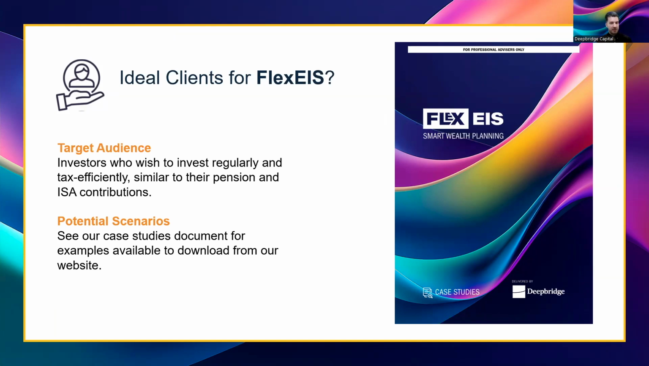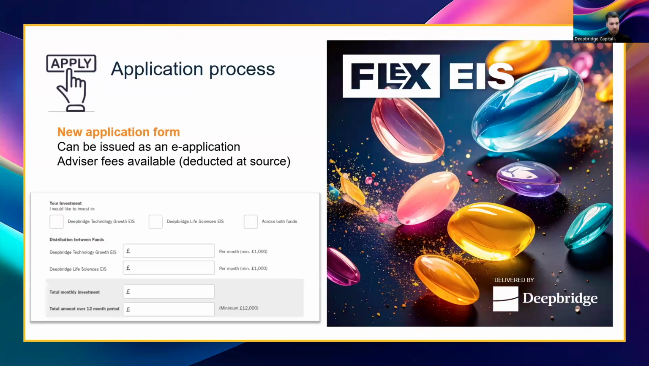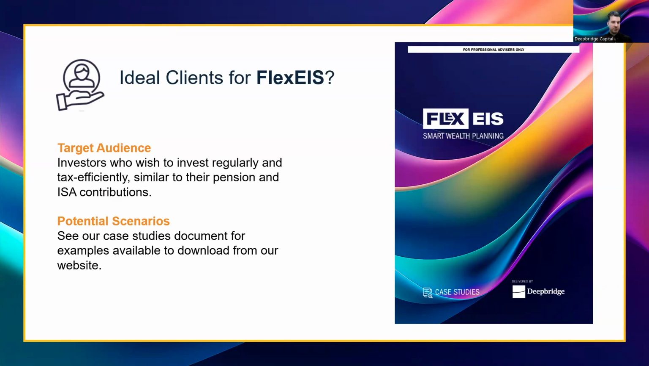I mentioned ISA and pension contributions earlier. So if you're an advisor on this webinar with clients who have maximised their allowances, that does then open a conversation as to what is the next tax efficient vehicle for them, especially key for clients who have tapered annual pension allowances. Other clients who typically make annual investments into EIS anyway, they could use this service to set up a monthly contribution approach instead of making, as I said earlier, a lump sum typically at the end of the tax year.